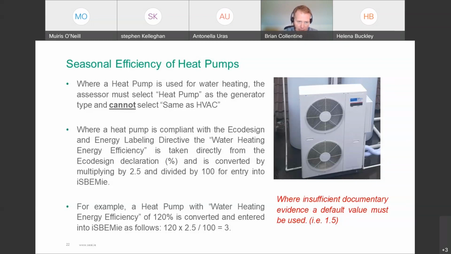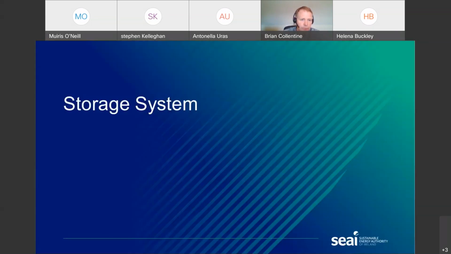So here on the last point, we have an example. We've been given 120% from the Energy Label Eco Design certificate, and we've converted that by multiplying it by 2.5 and dividing by 100, which gives you 3. And obviously, if we have insufficient documentation evidence, a default can be used. And I checked iSBEM, and it seems to be 1.5. So you can see there's a big difference from using the default to actual data.